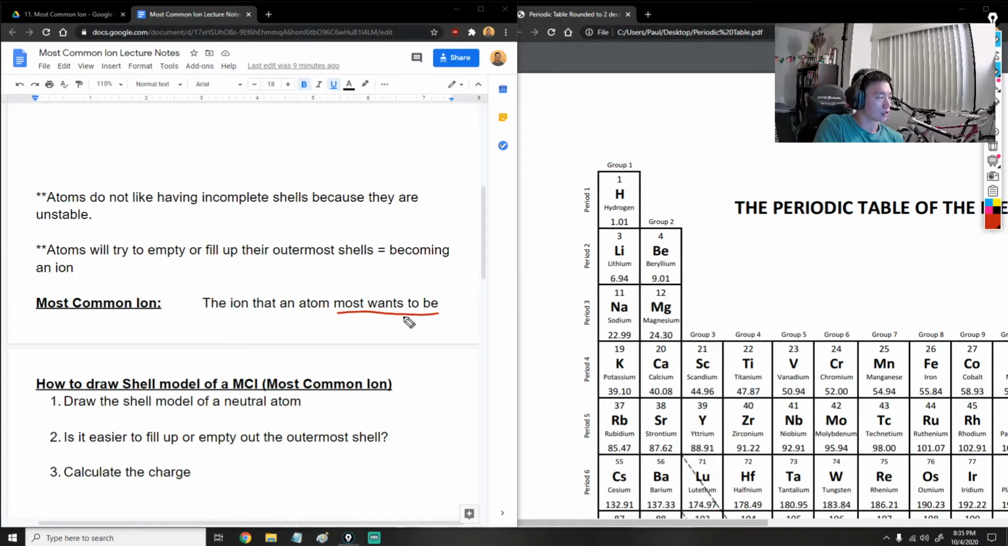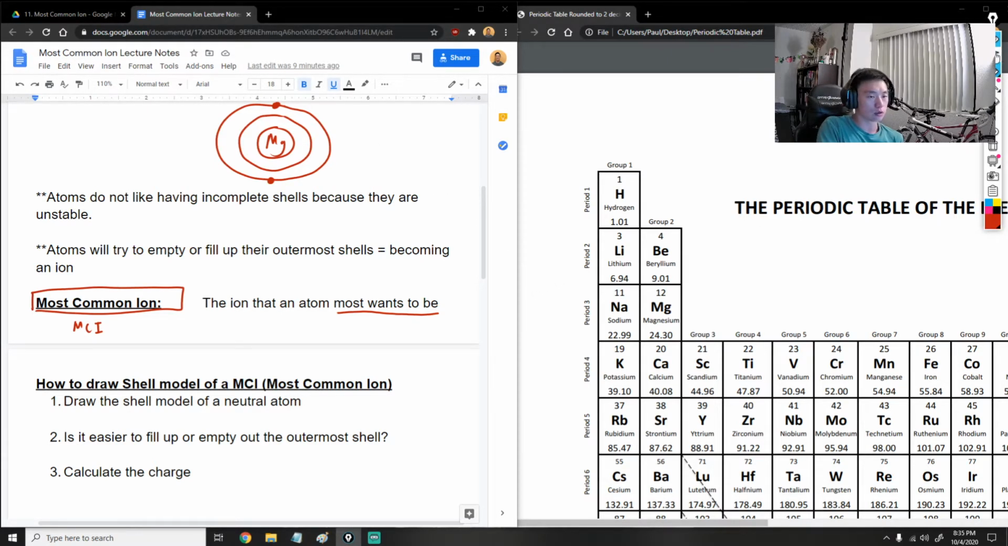Okay? And so the most common ion is basically the ion that the atom most wants to be. Now, this thing called the MCI, the most common ion, which I'll abbreviate as MCI, exists because of 2 reasons. So atoms don't like having incomplete shells because they're unstable. So when we looked at the example with Mg, Mg had 3 shells, and in the outside shell, it only had 2 electrons.